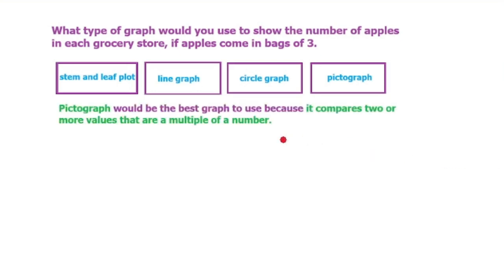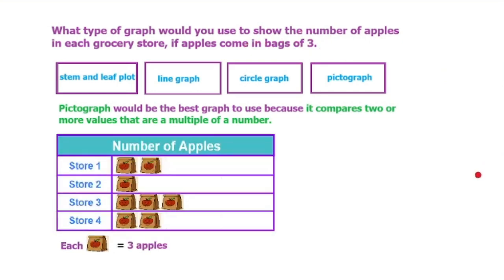So for this particular problem, a pictograph would be the best graph to use because it compares two or more values that are a multiple of a number. So we have two or more grocery stores, and we have apples that come in bags of 3, right? So these are going to be the multiple of a number.